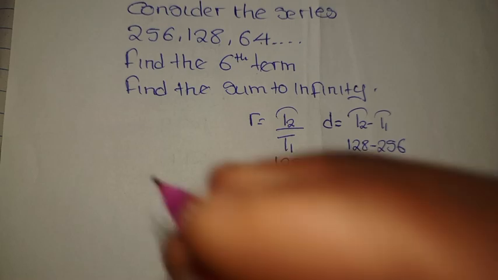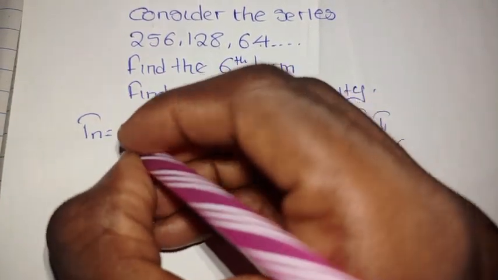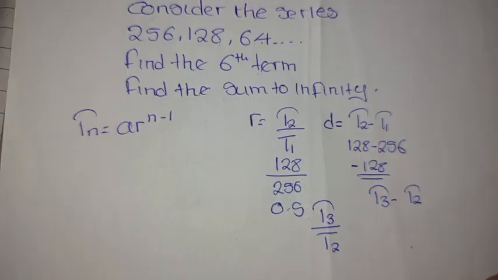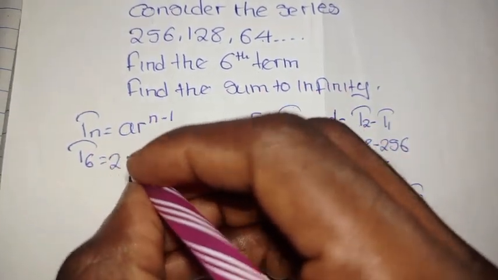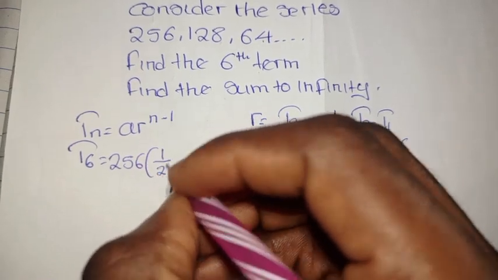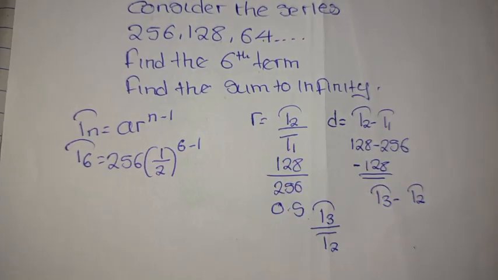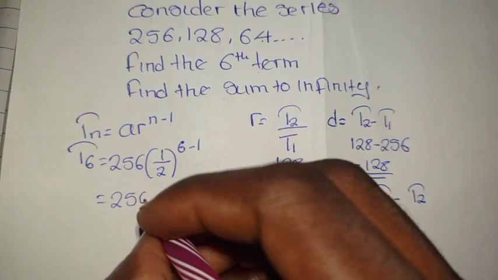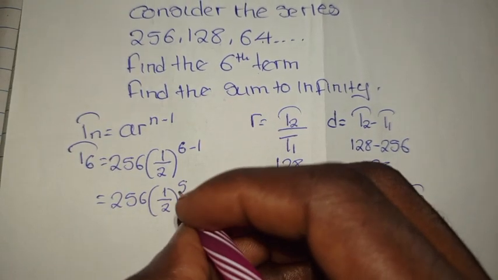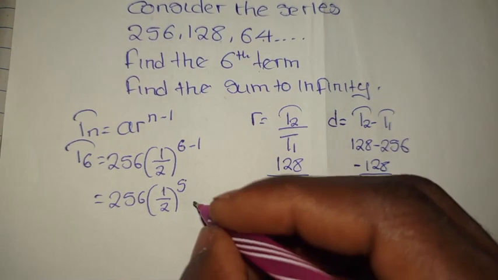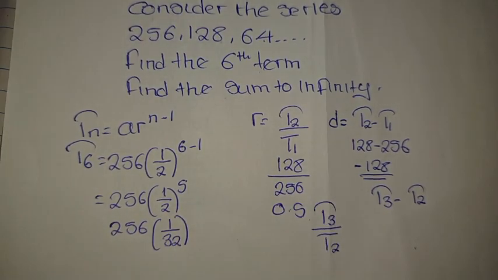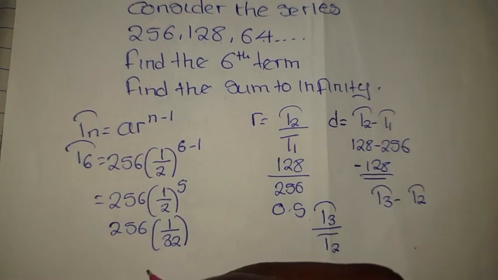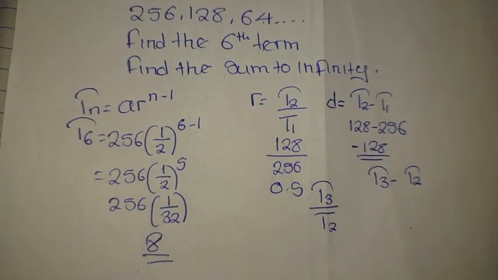For you to find the 6th term, it is found by ar^(n-1), where the value of n in this case is 6, the value of a is 256, and the common ratio is 1/2, to the power 6 minus 1. So this becomes 256 times (1/2)^5. You know that this 5 is distributed equally, and you have 256 times 1/32. So you ask yourself, how many times does 32 go into 256? And you realize it goes in 8 times.